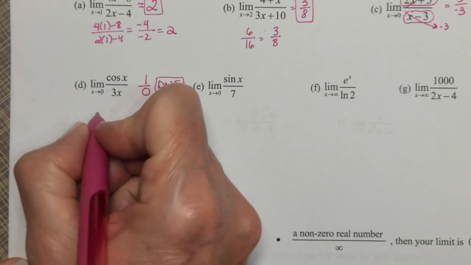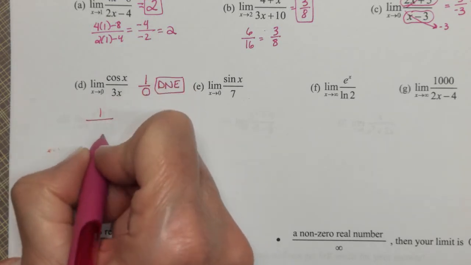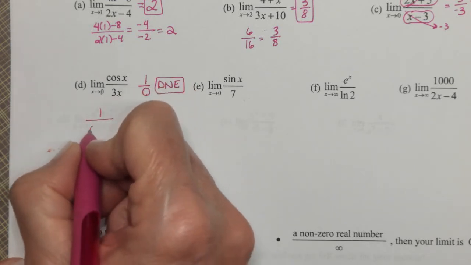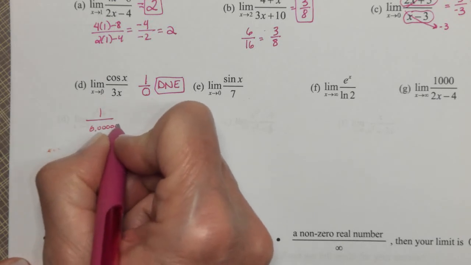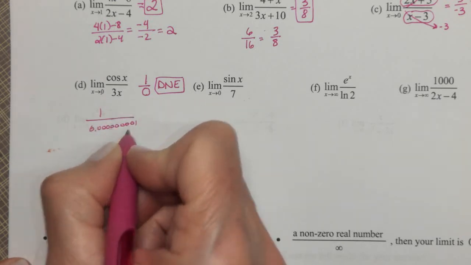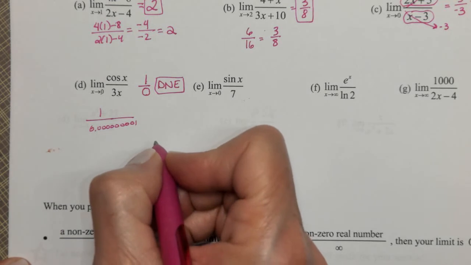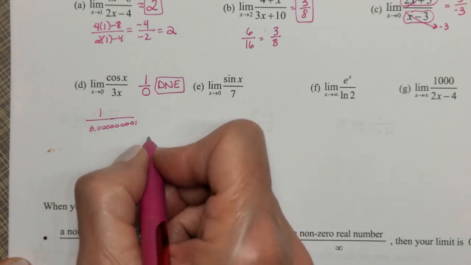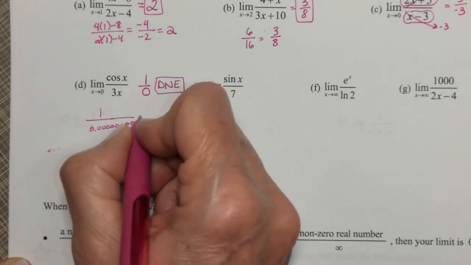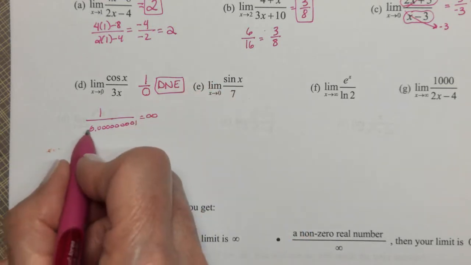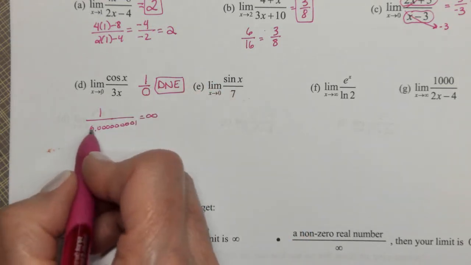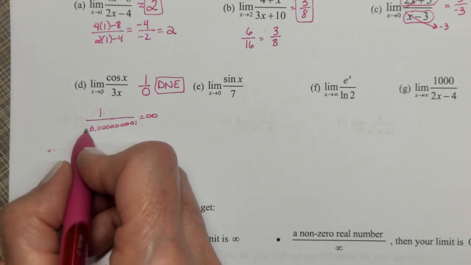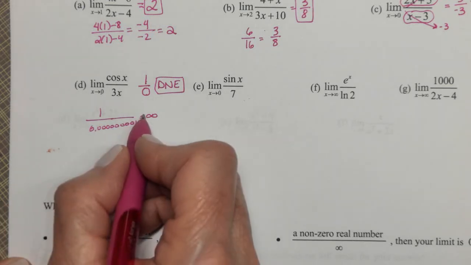So if you got out your calculator and you took 1 and divided by 0.0000001, you would get a huge number, right? You get a huge number. So this is going to infinity. But what if this teensy number close to 0 was negative? Then you would be going to negative infinity.